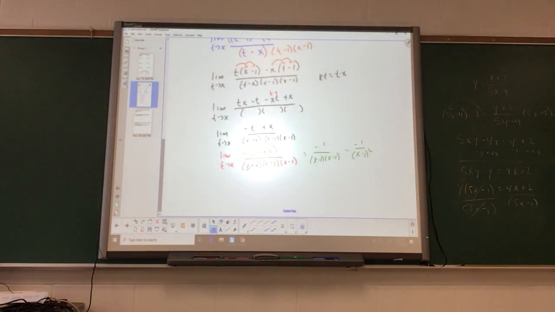Any other questions? A lot of this turns into just algebraic skills at a certain point. Dealing with complex fractions. Anything else? Number 2.